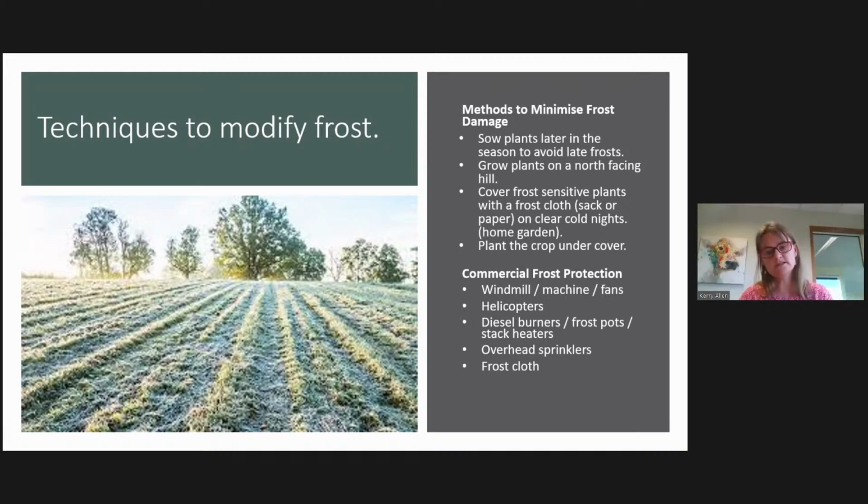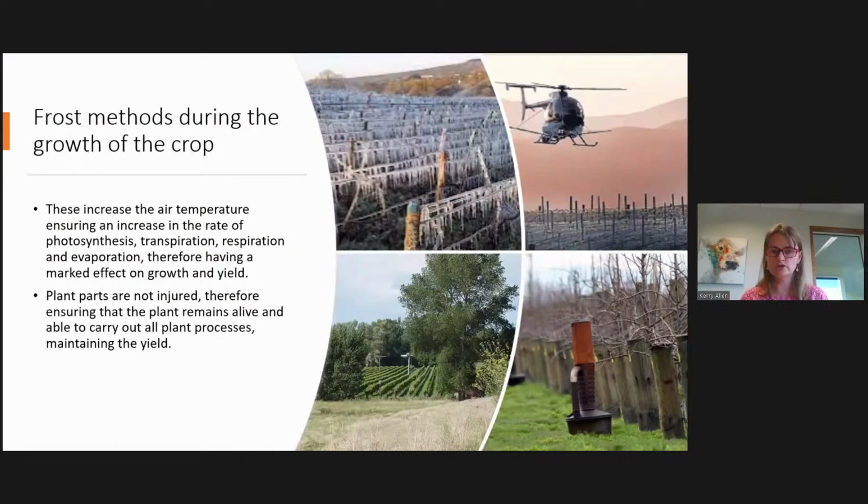However, once your crop is in, then there are some things you can do using windmills, wind machines, helicopters, diesel burners, and overhead sprinklers on frost crops. So I'm showing you now just examples of those. Once again, these are going to increase that air temperature, improve photosynthesis, and ensure that growth. But the main reason is to stop frost burn and frost killing your plant. So you're trying to reduce that likelihood because you'll have no crop if they are frosted.